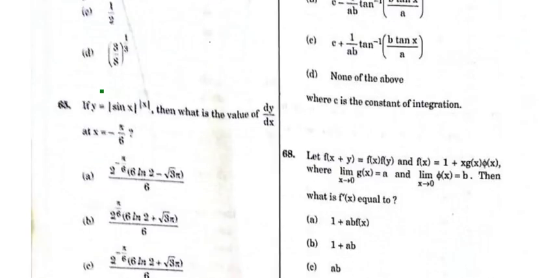Next question is if y equal to sin x whole power mod sin x, then what is the value of dy by dx at x equal to minus pi by 6? So let me tell you the right answer directly. The right answer is A, 2 power minus pi by 6 ln 2 minus root 3 pi upon 6. So next question is what is d of under root 1 minus sin 2x upon dx equal to, where x is more than pi by 4 and less than pi by 2? So the right answer will be cos x plus sin x. Okay.